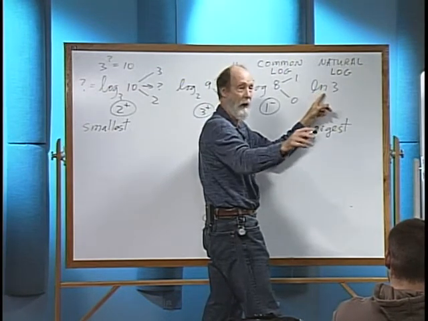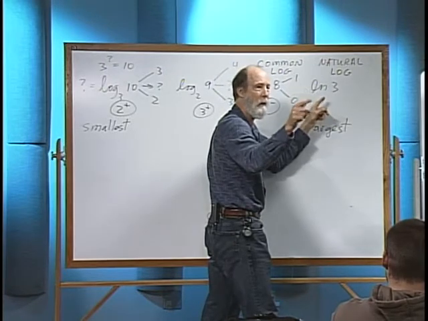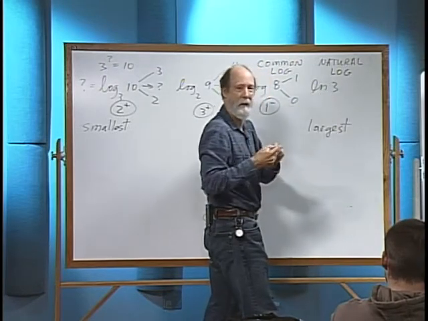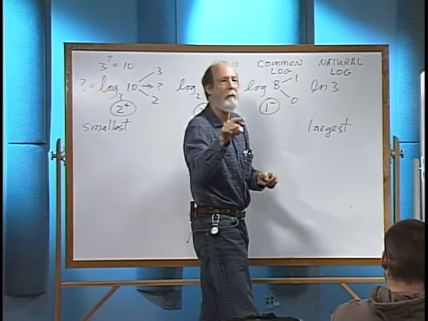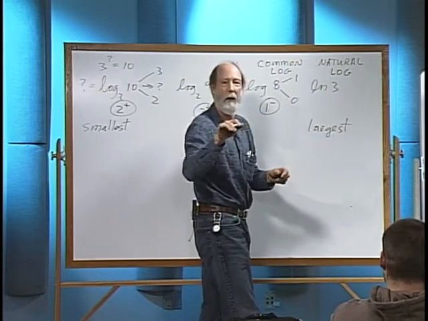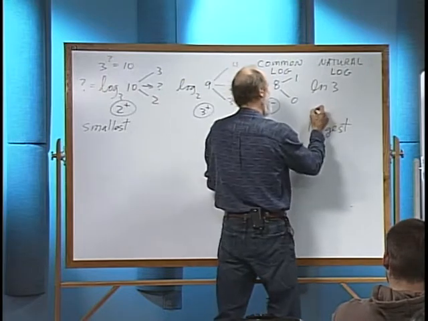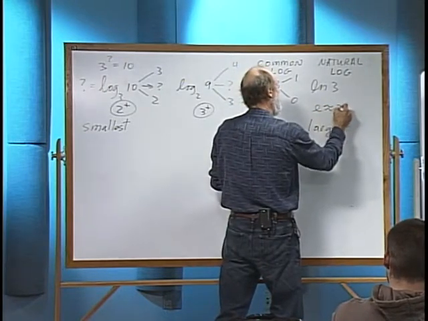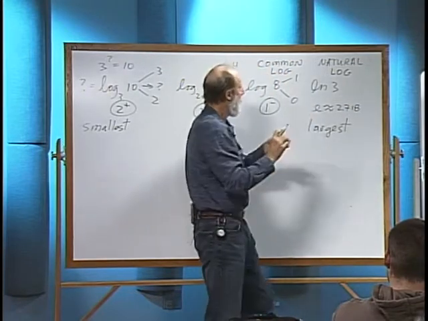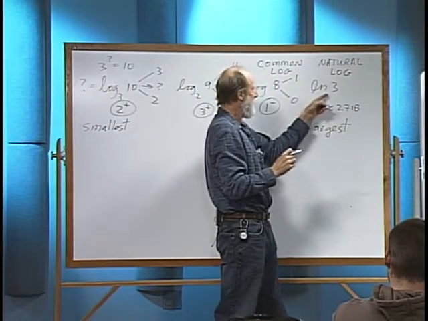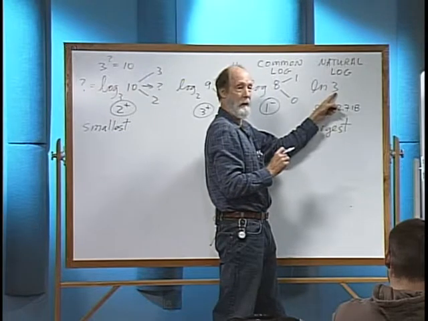The exponent of e that gives you 3. Now e is what kind of number? What's the value? 2.718 approximately. So keep in mind that e is about 2.718. So we're looking for the exponent of e that gives us a number near 3.